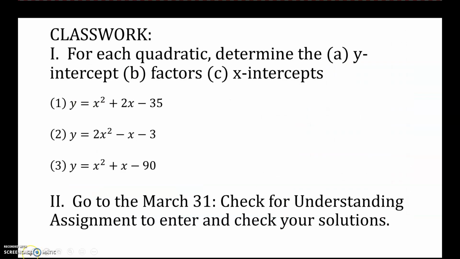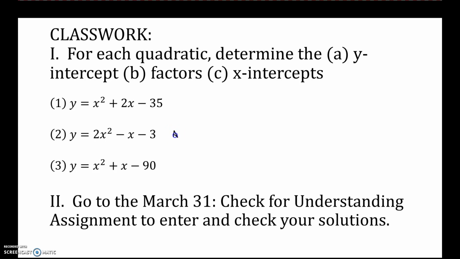Okay, so what I want you to do today, take these 3 quadratics, determine the y-intercept, factor, and then the x-intercepts for each of these equations. Then you're going to go back to Teams and go to the March 31st Check for Understanding assignment, and you're going to enter your answers in. Everything's a question, and that'll allow you to check your solutions.